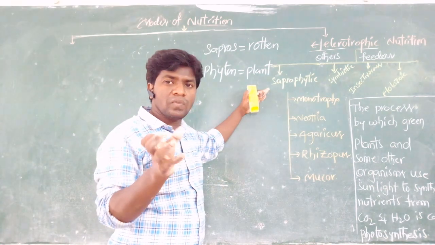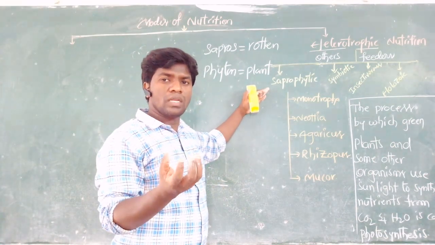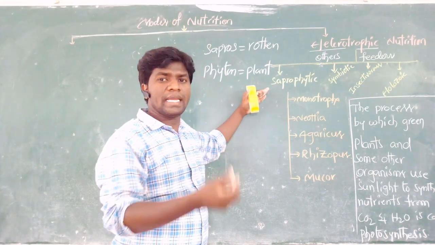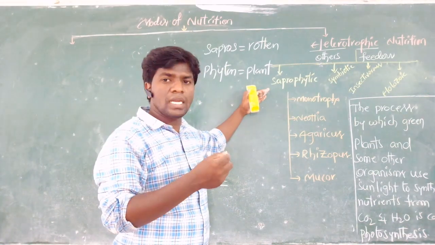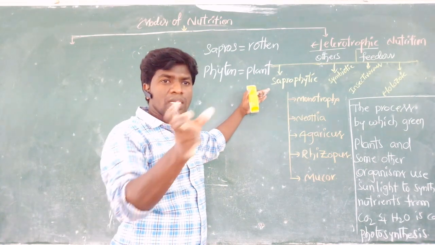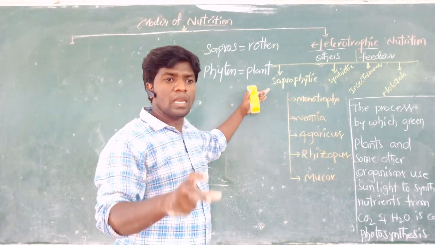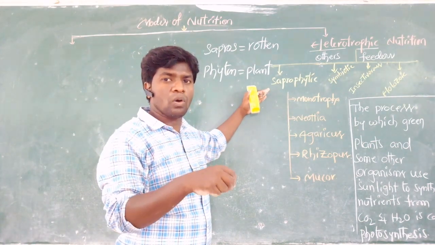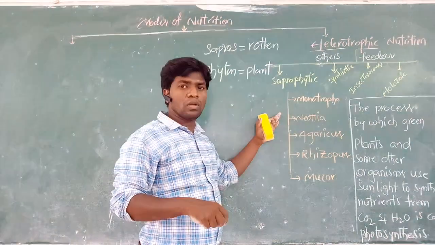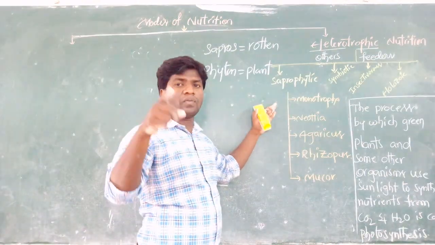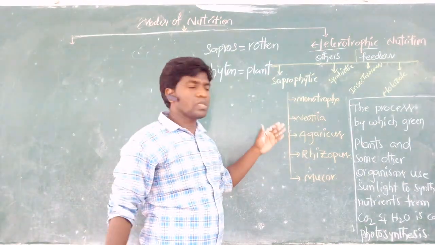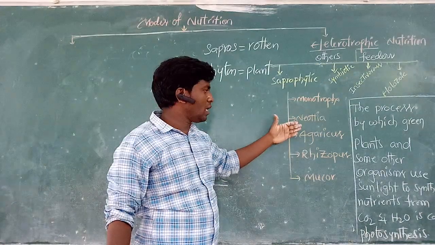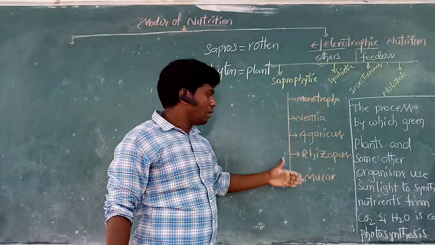These saprophytes will absorb nutrients and food materials from dead and decaying matter. They are completely depending on dead and decaying matter. Where the dead and decaying matter and rotten materials are there, they will use it and grow. The examples of saprophytic nutrition: Monotropa, Neottia, Agaricus, Rhizopus, Mucor.